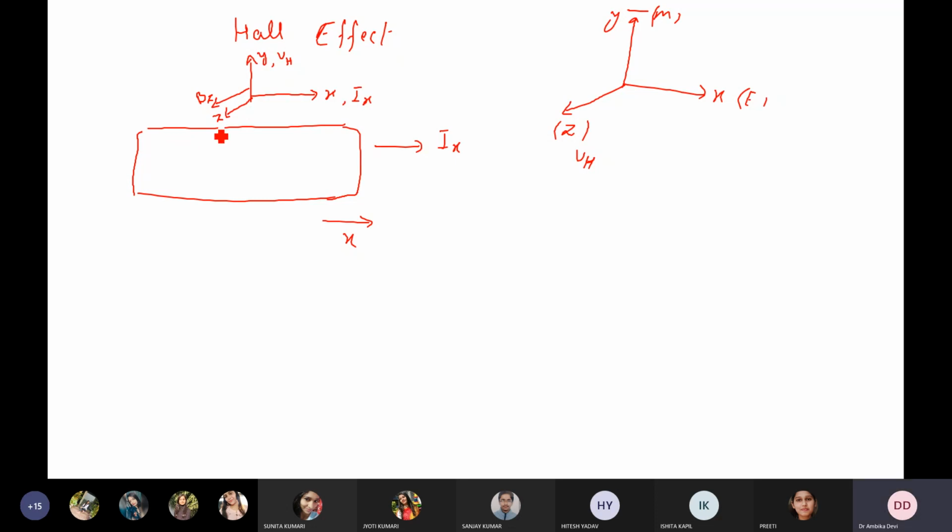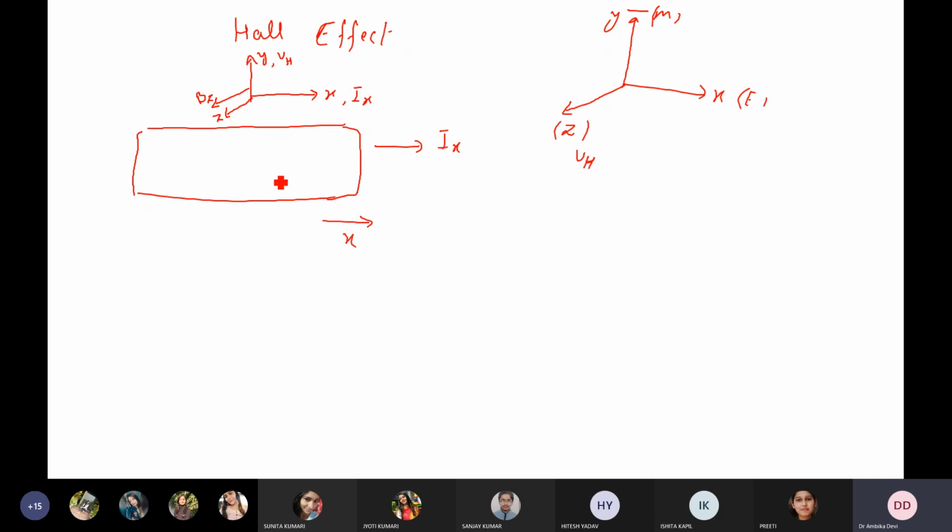So it is found that an EMF is developed along the y-axis, and due to that EMF, a voltage is produced which is perpendicular to the direction of the electric and magnetic field. Okay, so let us understand what is the origin of this Hall voltage, why this field is generated and how it is generated. Let us first consider the situation when there is no magnetic field. That means we have applied only the electric field and there is no magnetic field applied on the specimen.